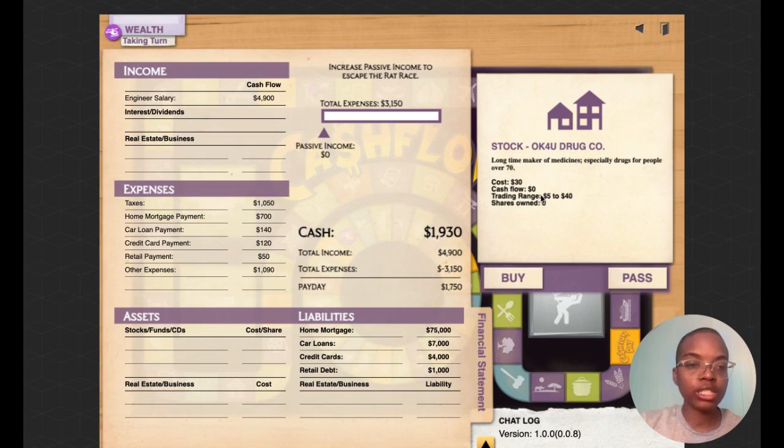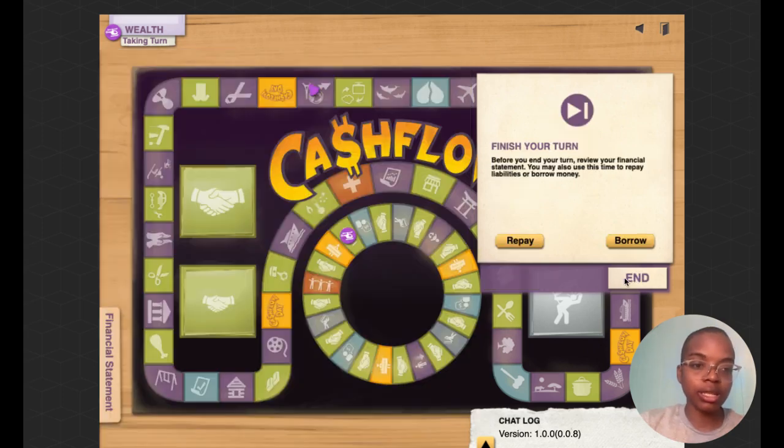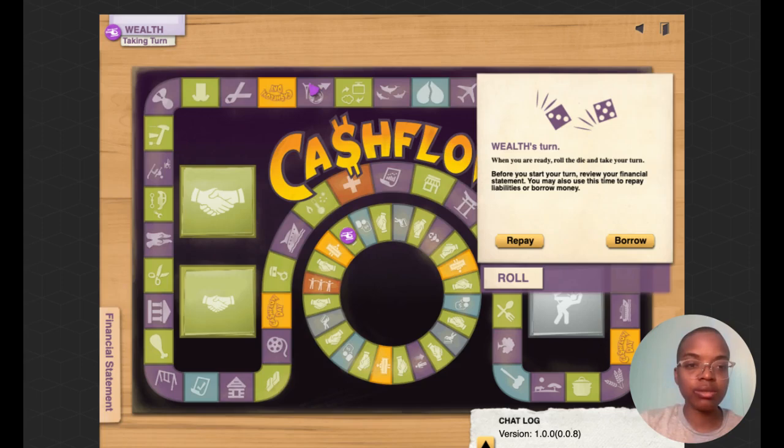And the trading range, because it trades as low as $5 to as high as $40, if I buy in at $30, there's only a $10 spread for me to actually make money off of this stock, which, in my opinion, is not the best deal to take. I ideally want to take a stock trading closer to the $5 range, because there's more spread for me to make money as the stock increases. So I'm going to pass on this one just because it's not a good deal for me, and I'm going to end my turn.